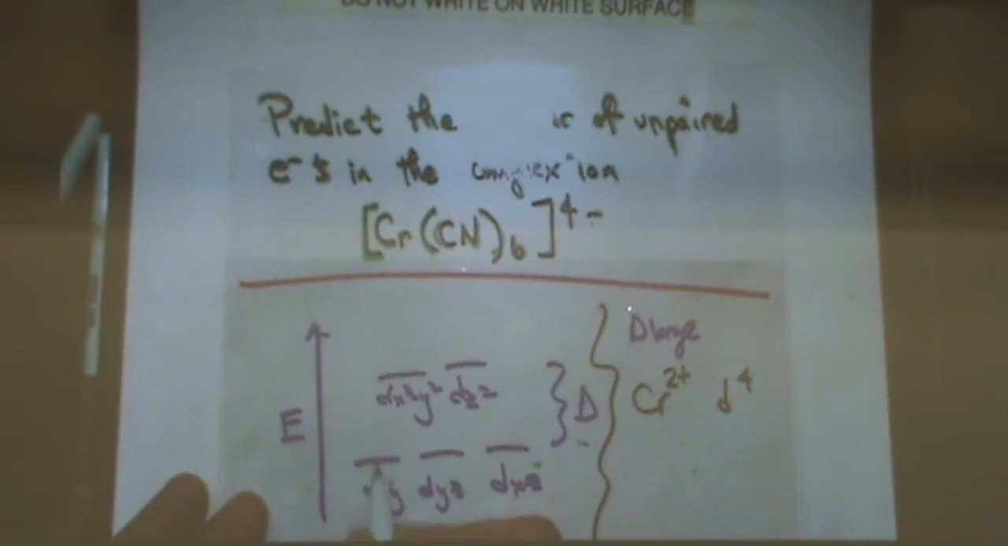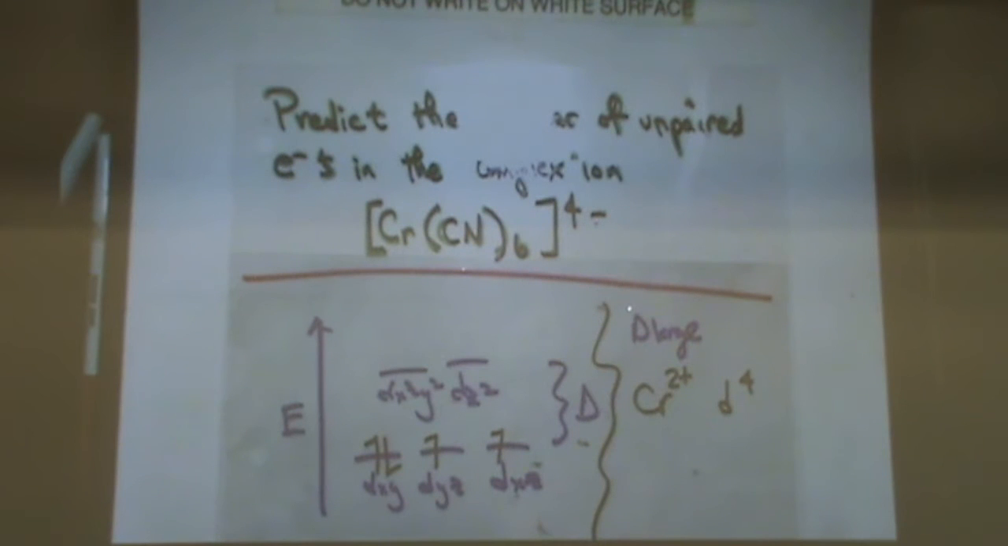So we've got 1, 2, 3. Where's the next one go? High or low? Low. There we go. So 2 unpaired electrons, that would be the CFT. It's paramagnetic. There we go. Okay, so that'd be a pretty standard sort of problem for CFT.